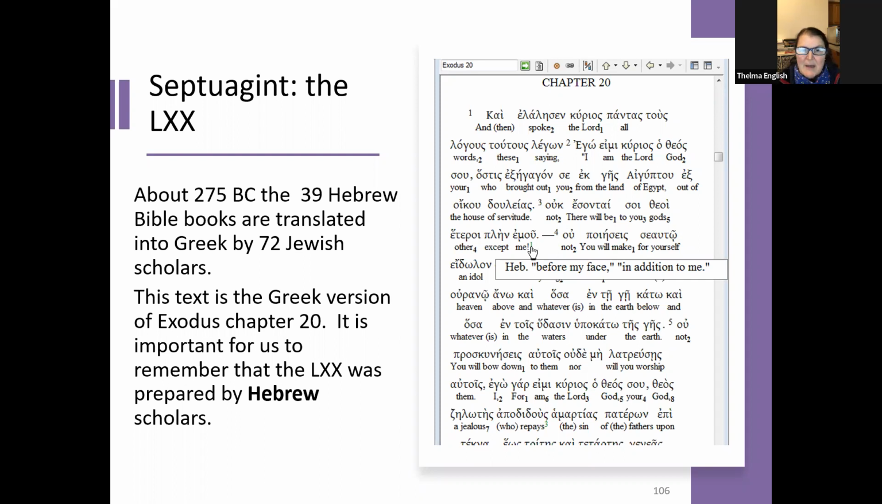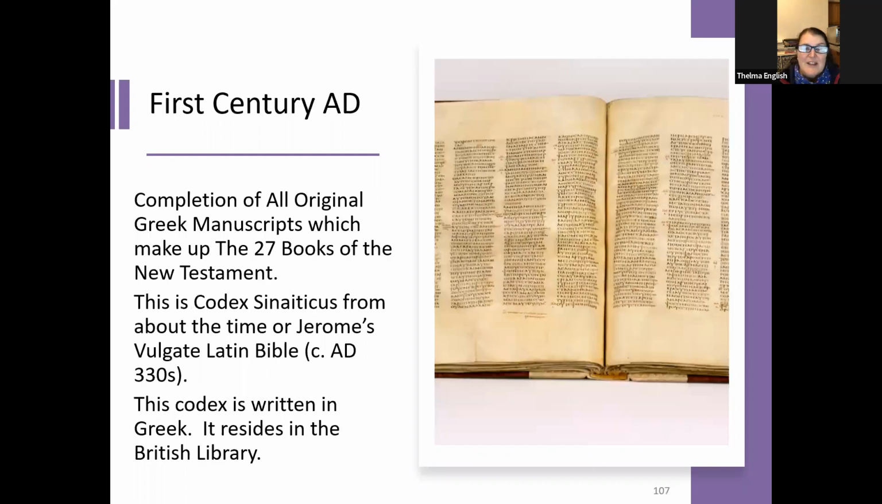This is where the 10 Commandments are. It's important for us to remember that the LXX was prepared by Hebrew scholars.